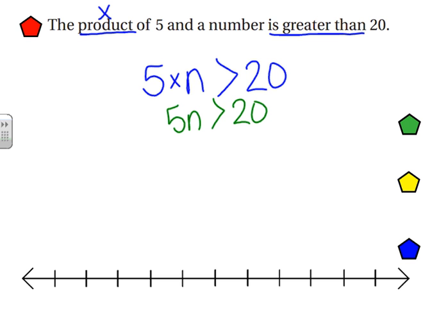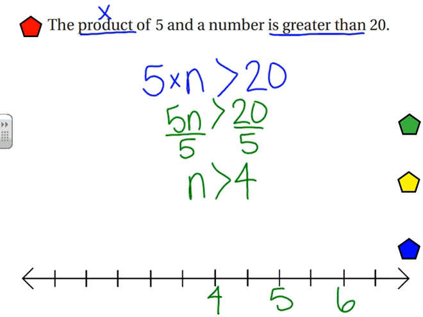Okay, the inverse operation to isolate n would be to divide by 5 on each side. So we would get n is greater than 4. So we'll put 4, 5, 6, 3, 2. So we have open circle at 4 going in the greater than direction.